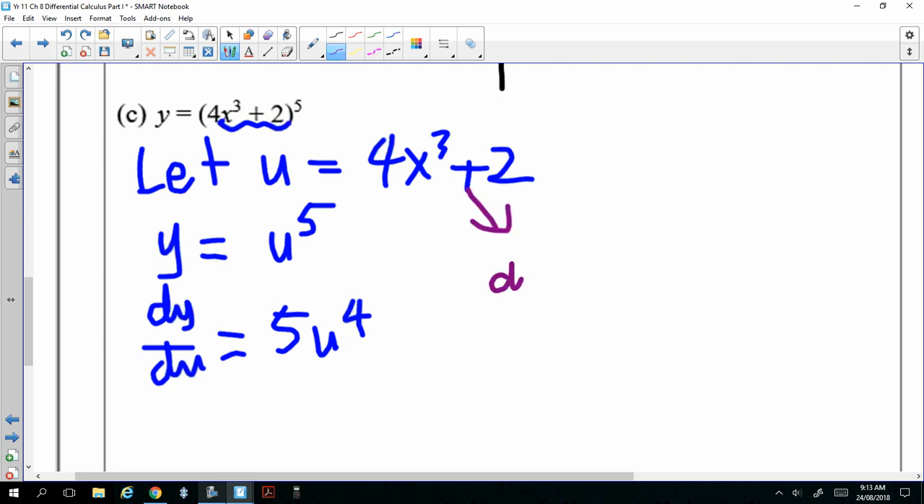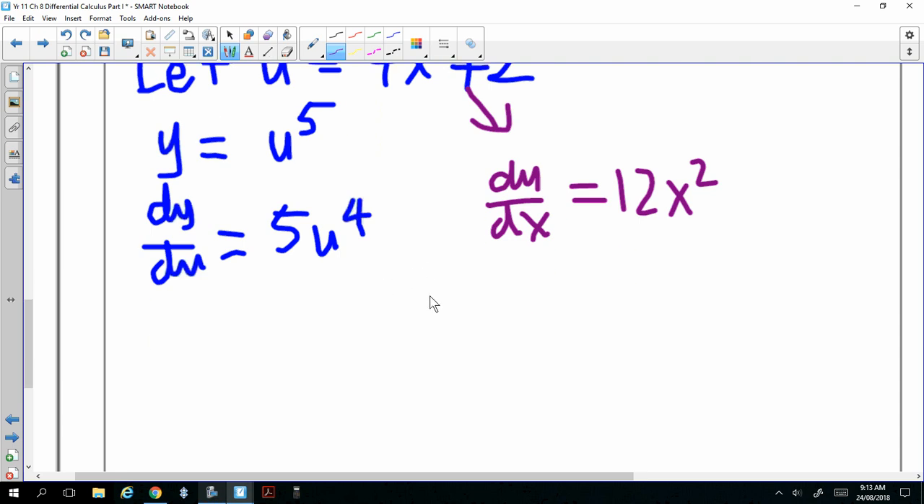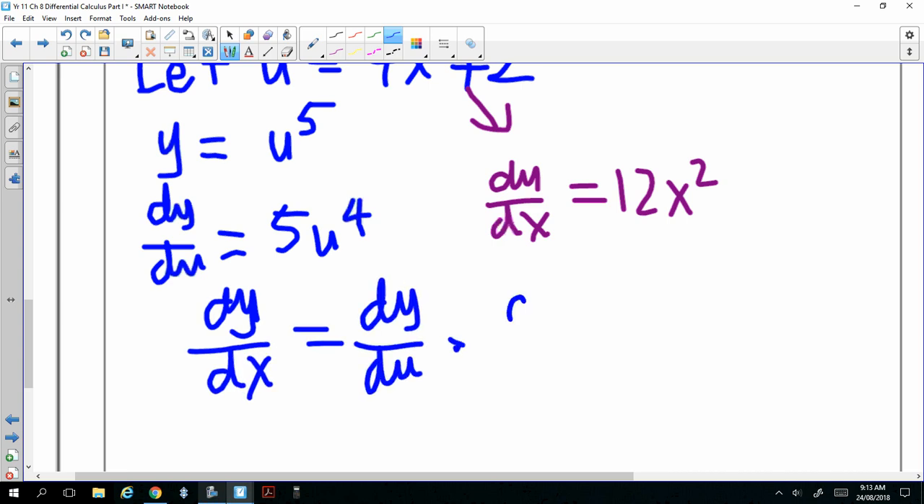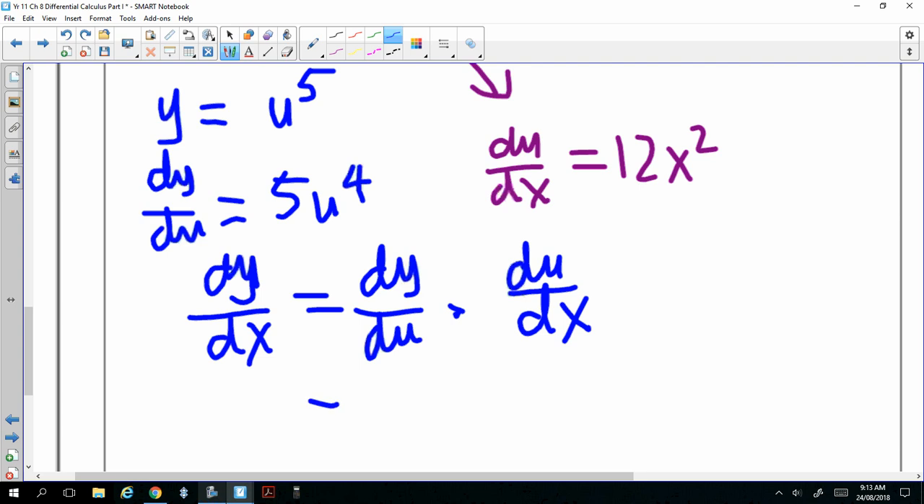What would du over dx be? 12x squared. And then we multiply them together. Why do I multiply them? Because dy over dx is the same as dy over du multiplied by du over dx. Yes? And dy over du is this thing. Du over dx is this thing.